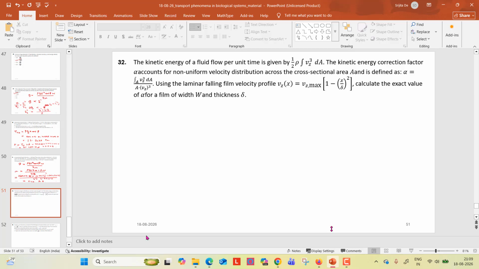The kinetic energy of a fluid flow per unit time is given by this. The kinetic energy correction factor alpha accounts for non-uniform velocity distribution across the cross-sectional area A and is defined as this. Using the laminar falling film velocity profile, calculate the exact value of alpha. Okay.